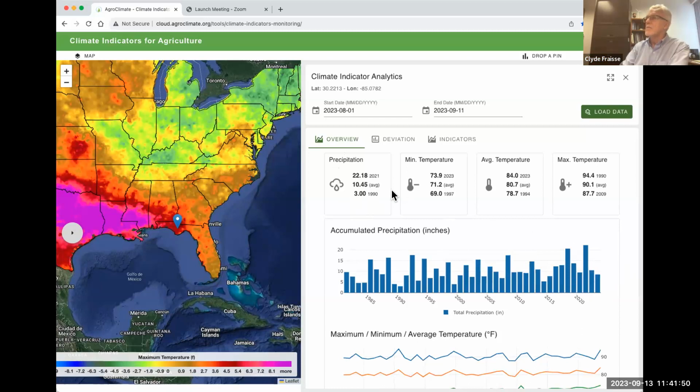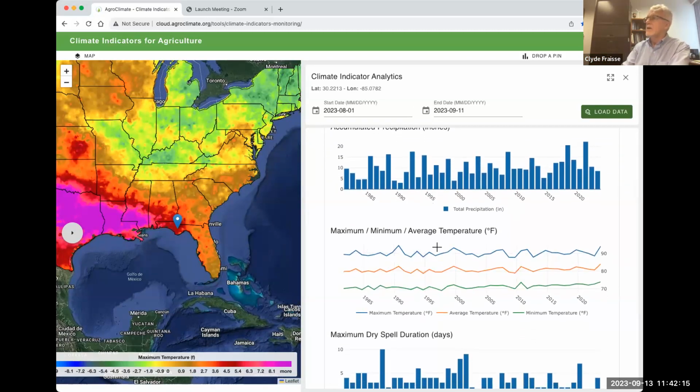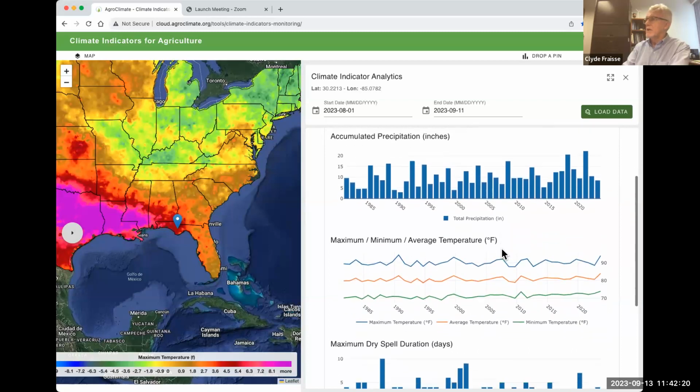You also see some basic statistics. On average, we have about 11 inches of rain in this location during this time. The wettest year was 2021, above 22 inches. The driest was 1990, 3 inches. And some statistics for the temperature as well, the minimum, the average, and the maximum. You can see the variability of the average temperature during the same time period.